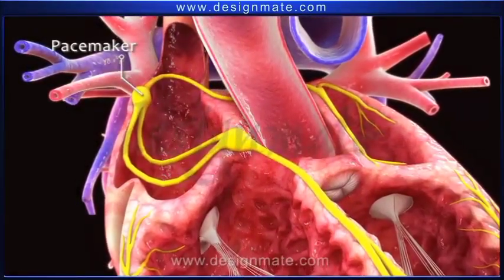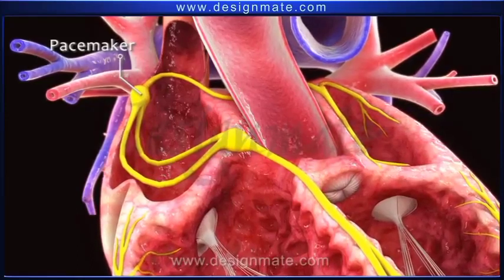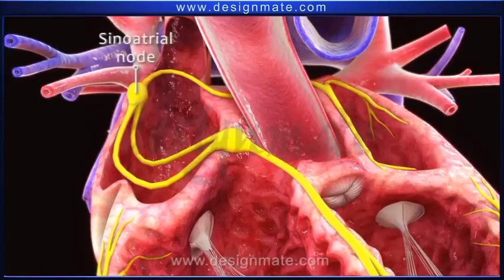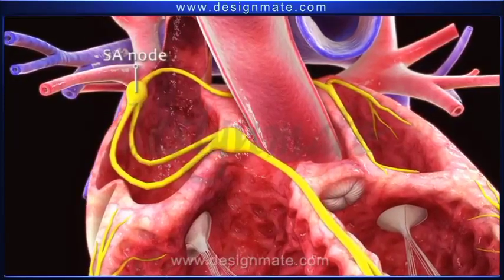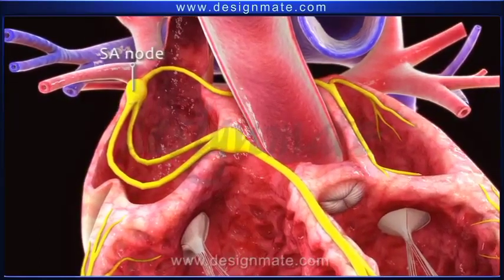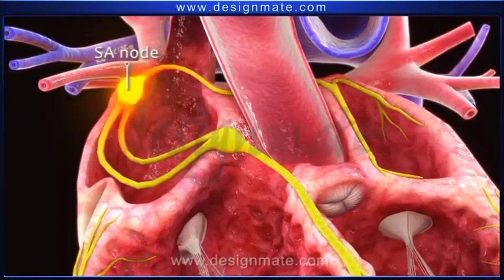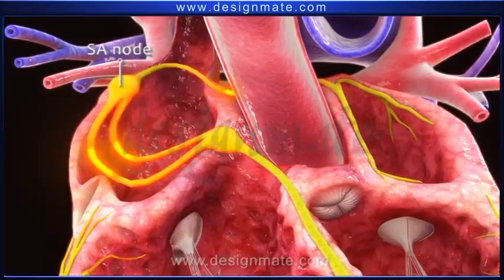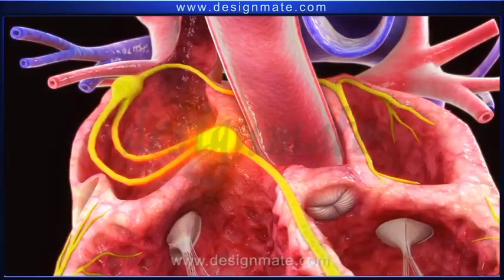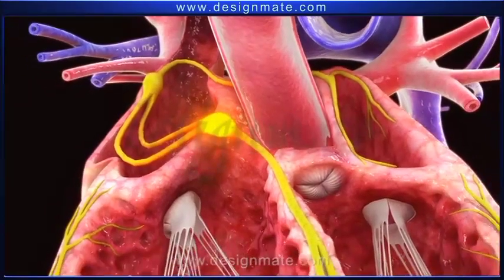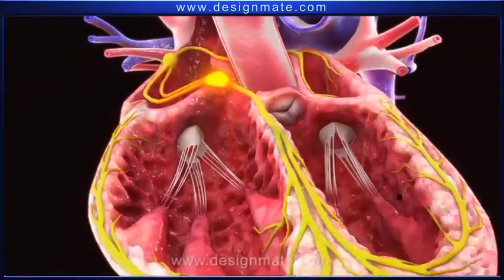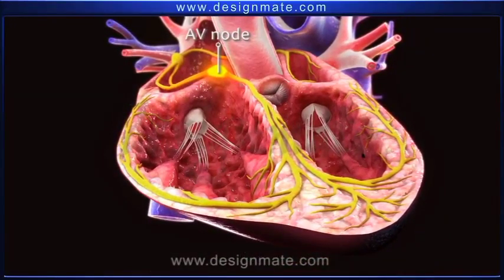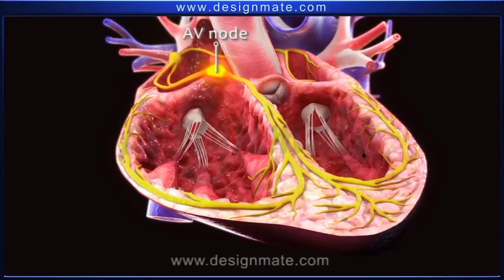The pacemaker is located in the wall of the right atrium. It is also known as sinoatrial node or SA node. The SA node generates an impulse which spreads across the walls of the atria through the specialized conducting system, causing both atria to contract in unison. During atrial contraction, this electrical impulse reaches the atrioventricular node or AV node.